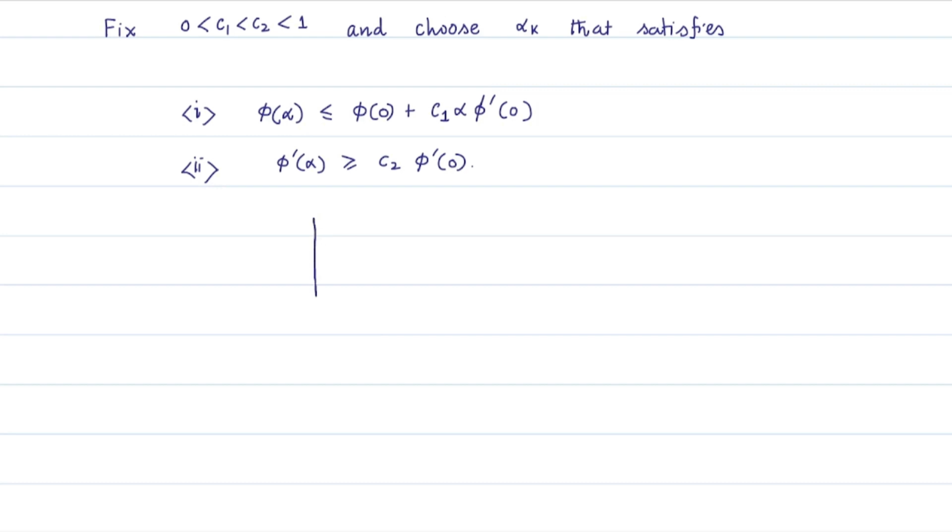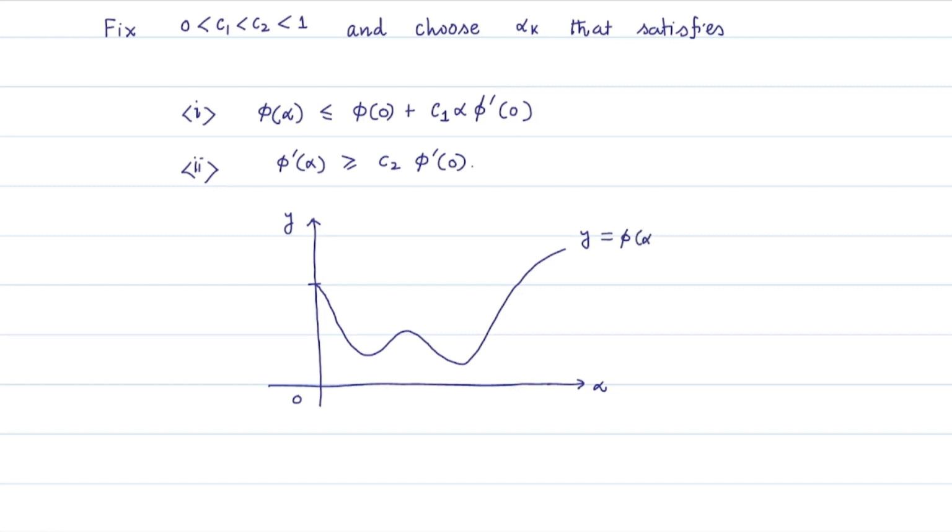So let us suppose in the plane of alpha and y, the graph of the function y is equal to phi alpha is somewhat like this. Here goes the line y is equal to phi 0, and let us suppose the line given by this expression in the Armijo rule in this graph is this line.